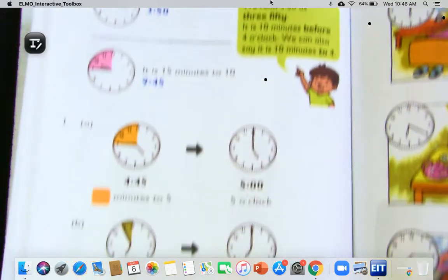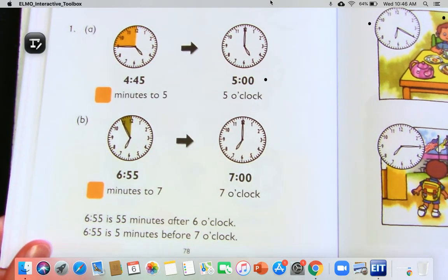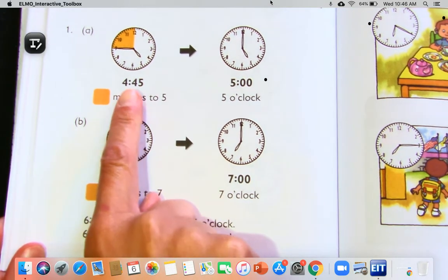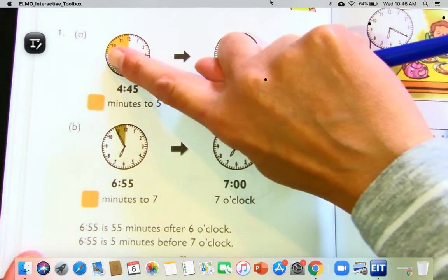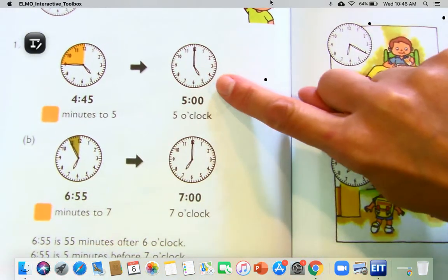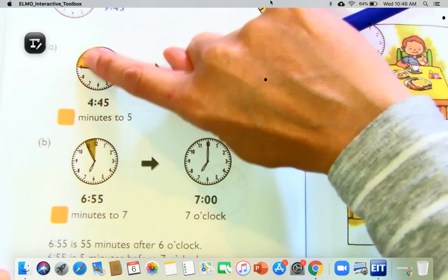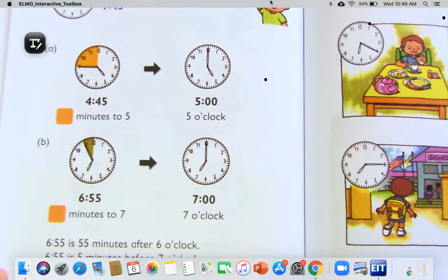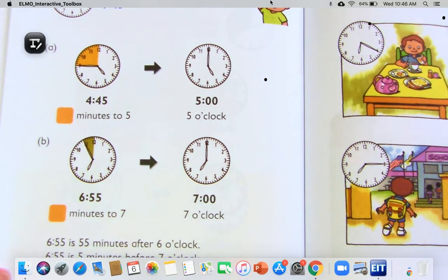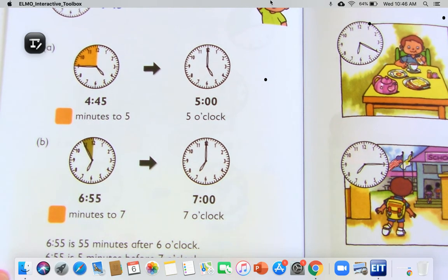All right. So there are a few practice problems for you. Let's look at these quickly. 4:45. And they're showing us in how many minutes it's going to be 5 o'clock. And we can go 5, 10, 15. So in 15 minutes, it's going to be 5 o'clock. And we know that we can say quarter to 5 or 15 minutes to 5.